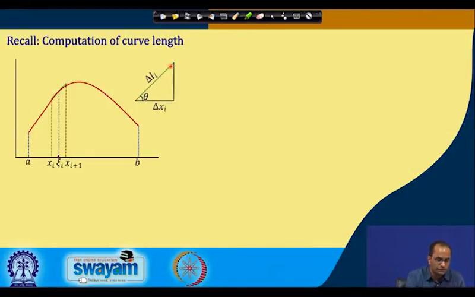So, this is just the part of the tangent shown here. This is the tangent line at the point xi_i, and this is the interval length delta x_i, and this is the angle which the tangent makes with the x axis, which we have denoted by theta. So, we have this length delta L_i, the length in the base is delta x_i, and this is the angle theta.